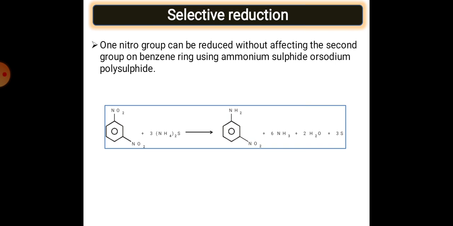If you use Fe/HCl, Zn/HCl or catalytic hydrogenation, both nitro groups will be reduced to aniline or NH2. But here ammonium sulfide is a selective reagent, without affecting the double bonds of benzene or one of the nitro groups. So one nitro group and the benzene ring remain intact, while only one NO2 group is converted to NH2. This is the beauty of selective reduction. You must remember this reagent, ammonium sulfide, because it selectively reduces one of the nitro groups. It's one of the big deals.